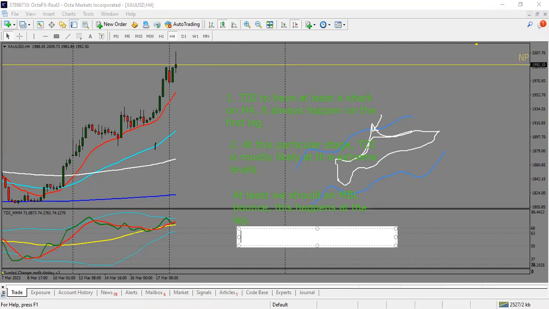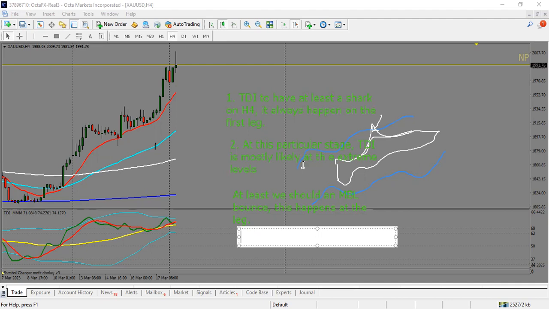But sometimes it doesn't get to the lowest level. I said at this particular stage, TDI is most likely, not always, most likely at the extreme levels. We are going to take an example of a reset. Now, peak formation low to a reset, on peak formation low, it should give you extreme levels.